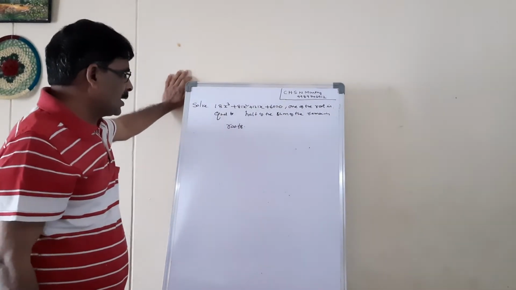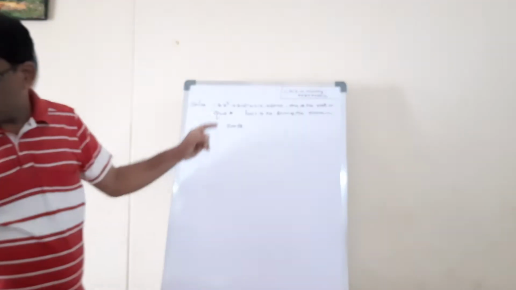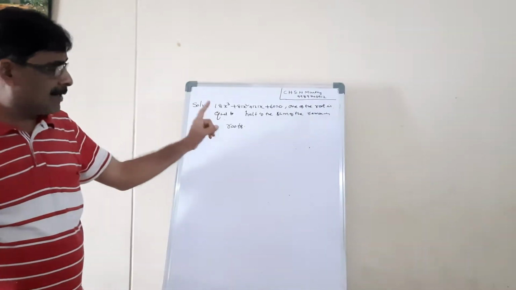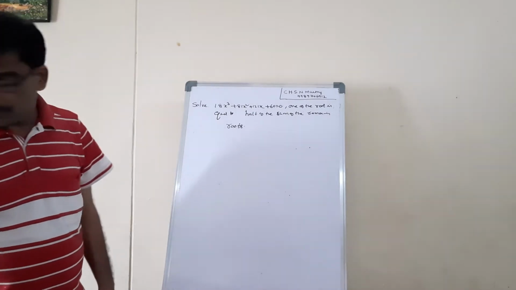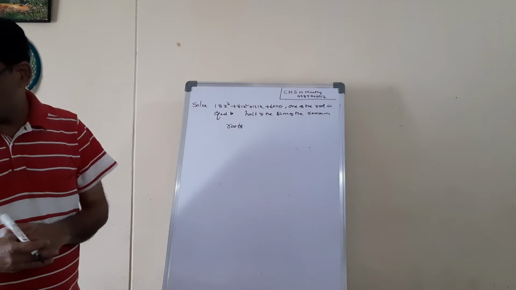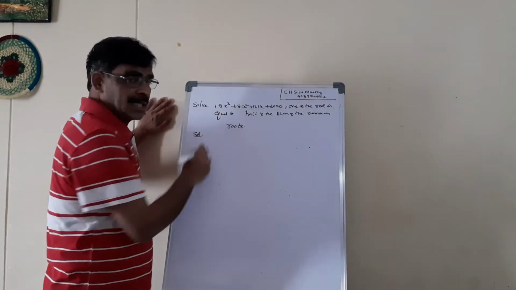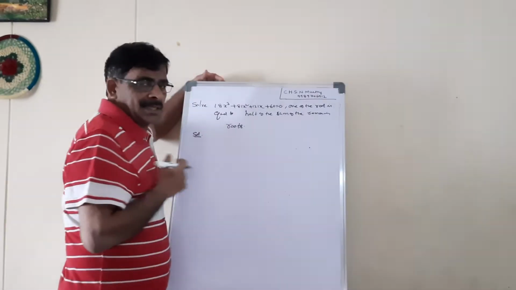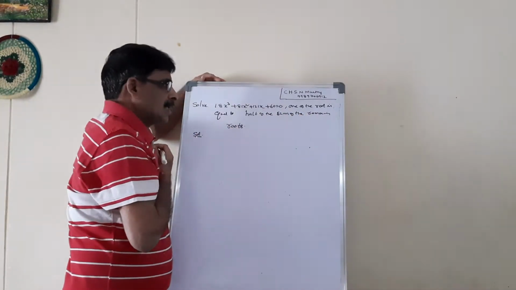What is given? An equation. Let me repeat the problem: 18x cube plus 81x square plus 121x plus 60 equal to 0. One of the roots is equal to half of the sum of the remaining two roots. Same problem, but asked in a different way.